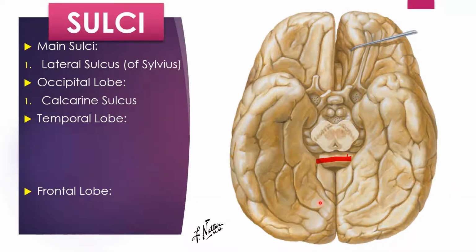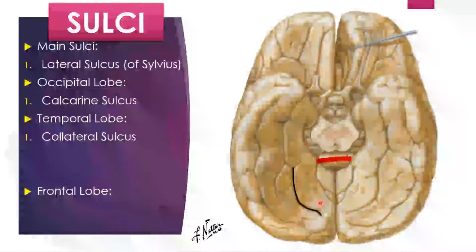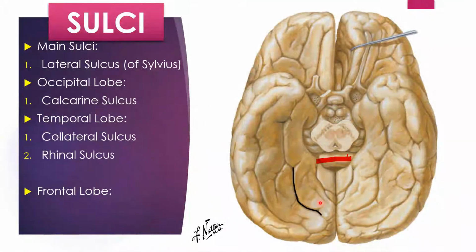So for the temporal lobe, there will be the collateral sulcus. Anterior to and inferior to the calcarine sulcus, there will arise a collateral sulcus. And the anterior continuation of the collateral sulcus, we can say, will be the rhinal sulcus. Okay, a collateral sulcus, which will be anterior to and inferior to the calcarine sulcus, and anterior to it will be the rhinal sulcus.